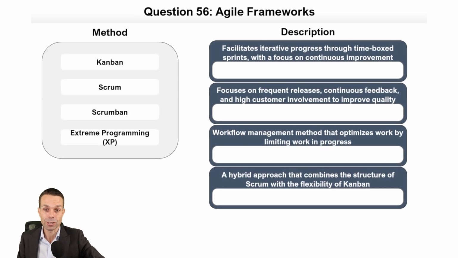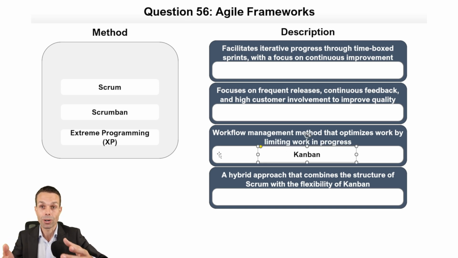Okay, Agile frameworks. Oh, my favorite, Kanban. Which one is Kanban? It is a workflow management method that optimizes work by limiting the work in progress. And when we limit work in progress, we're not task switching or multitasking. So we're just focusing on the work at hand, and amazingly, we get work done faster as a result.